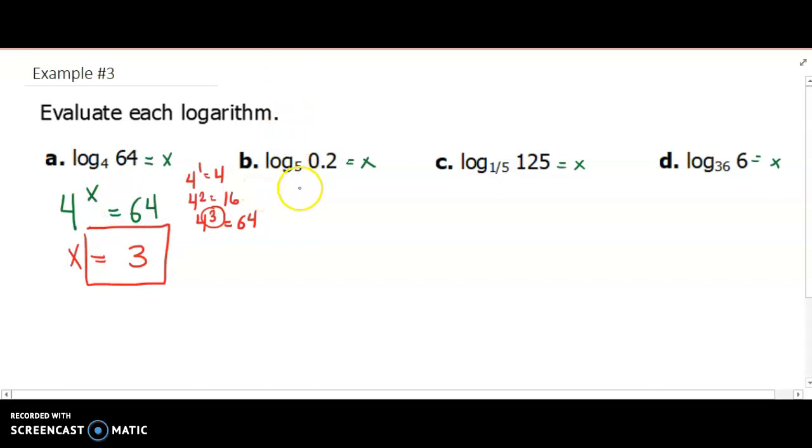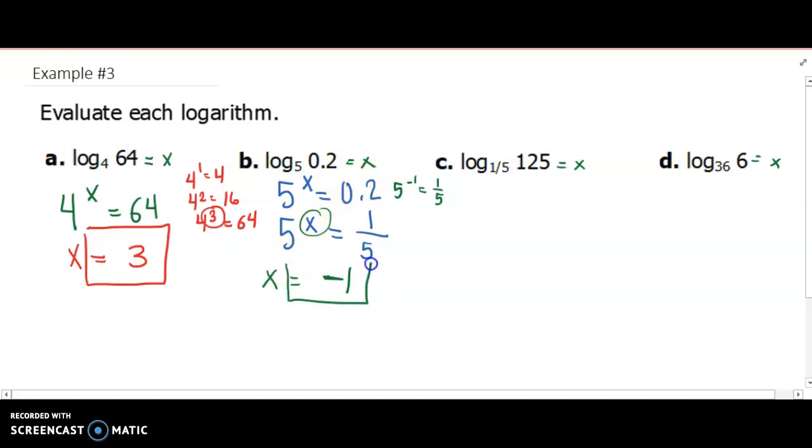All right, let's look at B now. So I could say 5 to the x equals 0.2. Now, when you're dealing with decimals, it's a little harder to see, so I'm going to change this decimal to a fraction. 5 to the x equals 1/5. Well, we all should know that 5 to the -1 is equal to 1/5. So therefore my x is going to equal -1. So the answer here is -1.